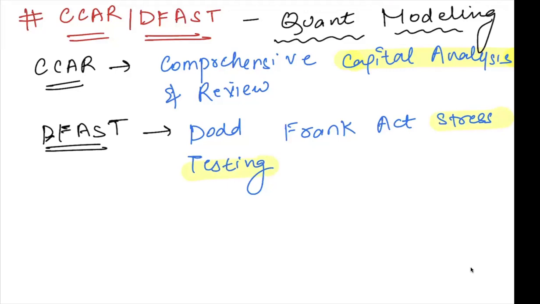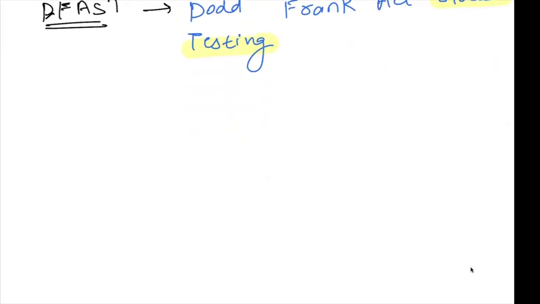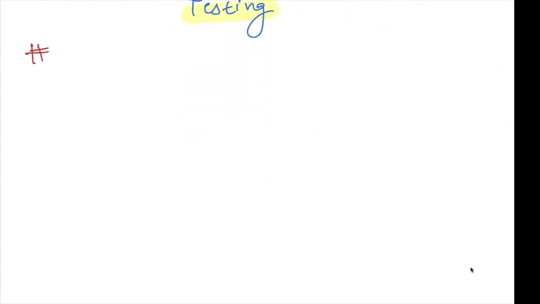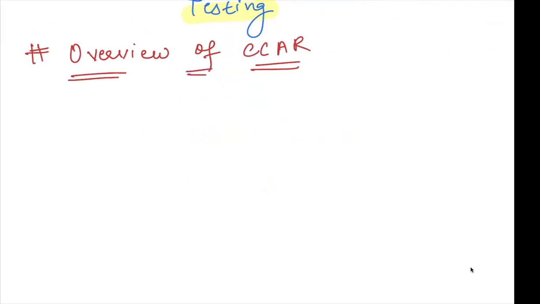So let's understand what is CCAR, when was it developed, what was the purpose of it, what is the scope of it, what are the key components, and what are the outcomes of CCAR and DFAST. Let me give you an overview of CCAR first. First of all, it was initiated by the Federal Reserve in 2011.